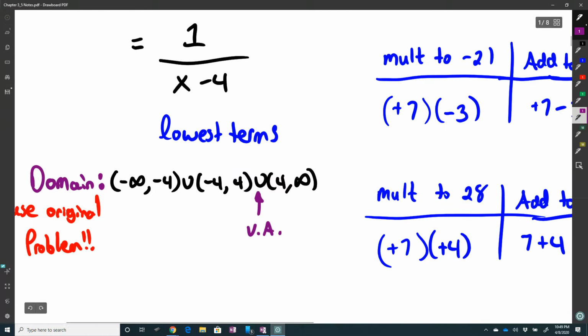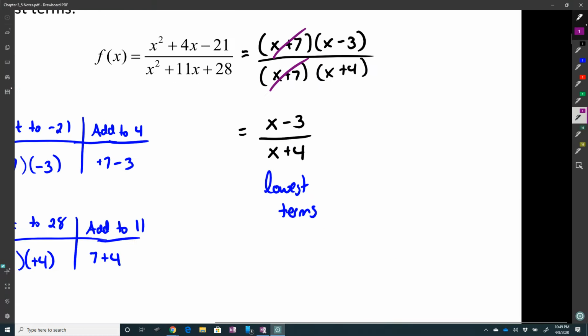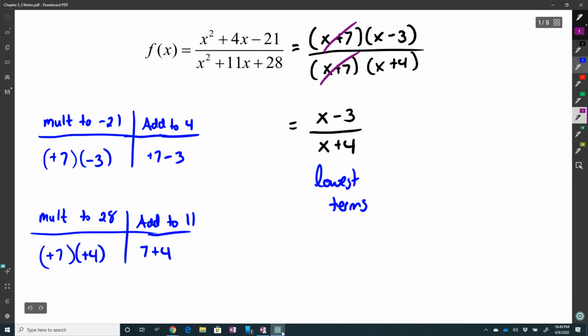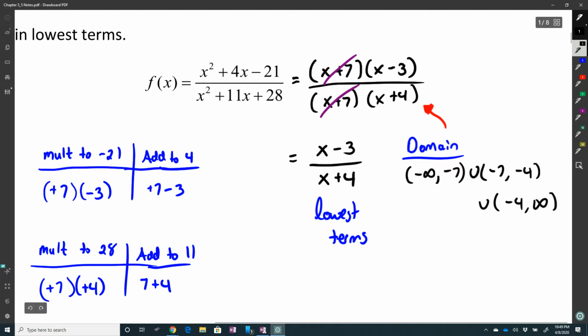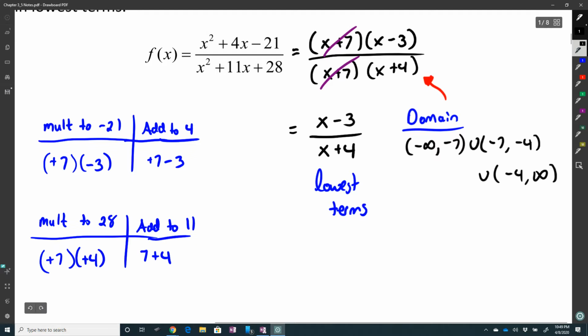Right? Same thing over here. If I move on to this problem, the domain for this problem is the domain of the original problem. So everything but negative 7 and negative 4. Right out of room. Anyway, that's just if the homework asks you for the domain. Just remember to always use the original problem and not the simplified answer. All right, next page.